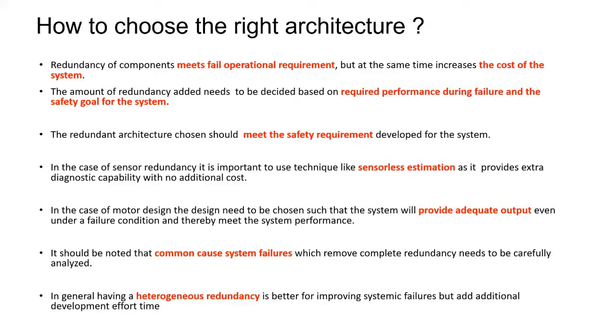Everybody is not asking for full 100% during a failure. They might be okay with 50% assist torque when the failure happens. So we have to choose the system accordingly. It should be noted that common cause system failure, which removes complete redundancy, needs to be carefully analyzed.